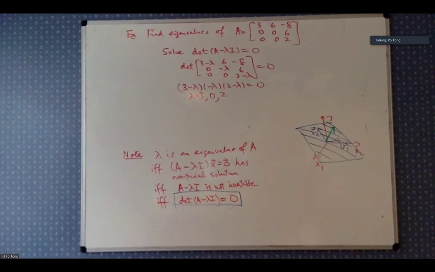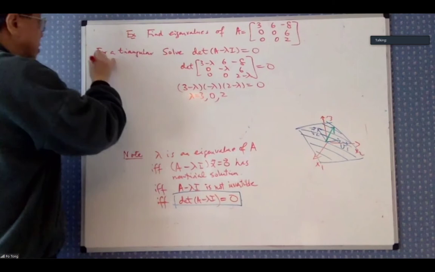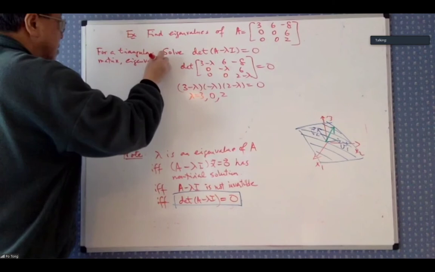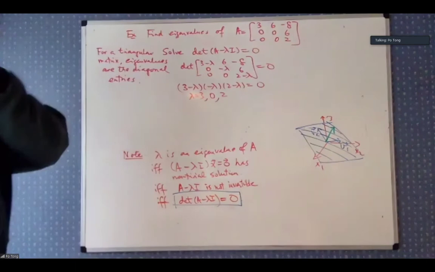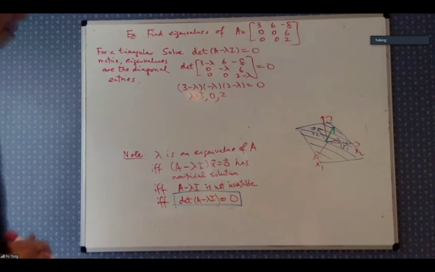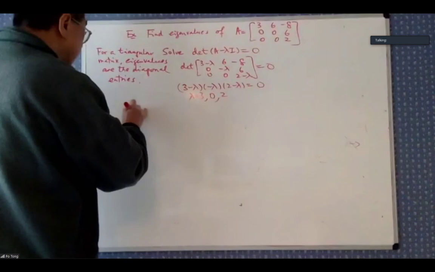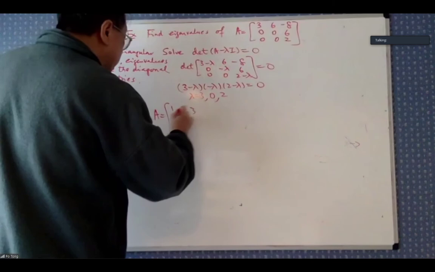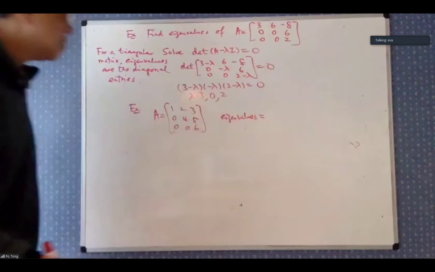So what do we notice here? We notice that for a triangular matrix, the eigenvalues are the diagonal entries. Are the diagonal entries all the eigenvalues for that matrix? Yes.